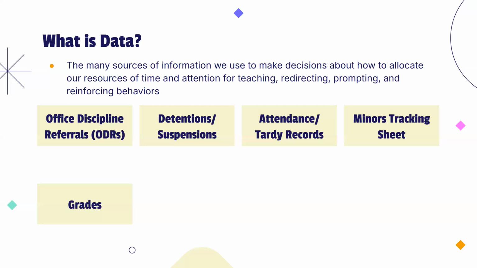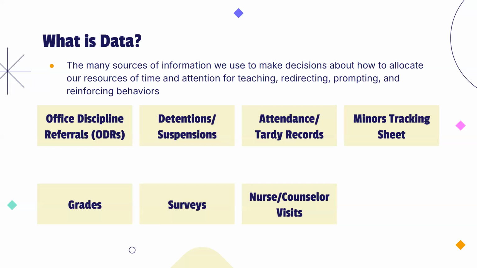Grades. We know that grades and behavior go hand in hand. How are those grades, or how are their behaviors impacting their grades? Surveys. Surveys are pretty vague because it can include any survey that you provide your students to gain information and gain data for behaviors.